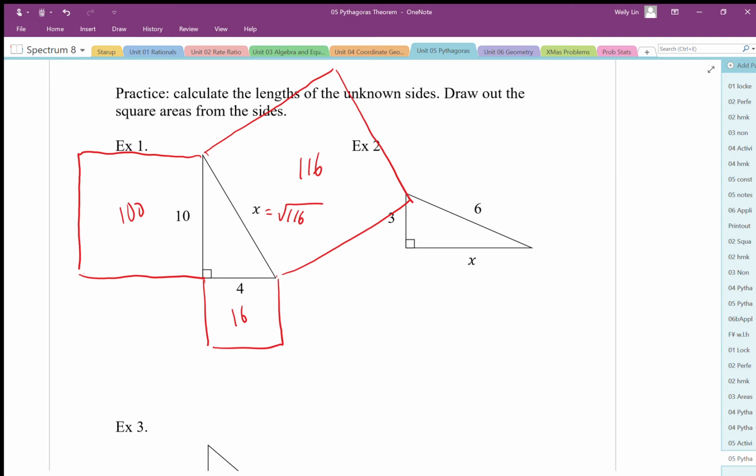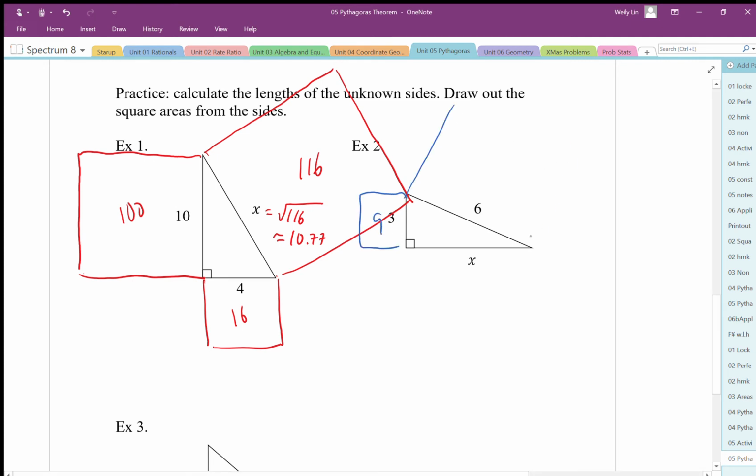So when I put this into my calculator, okay, so 116 square root is going to give me approximately 10.77, which makes much more sense because that length x is certainly not 14. It's very close. It's a little bit longer than this line here. 10.77 seems about reasonable.